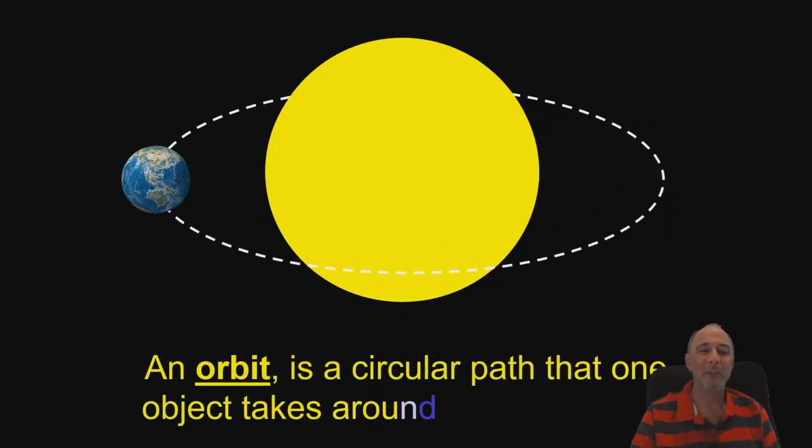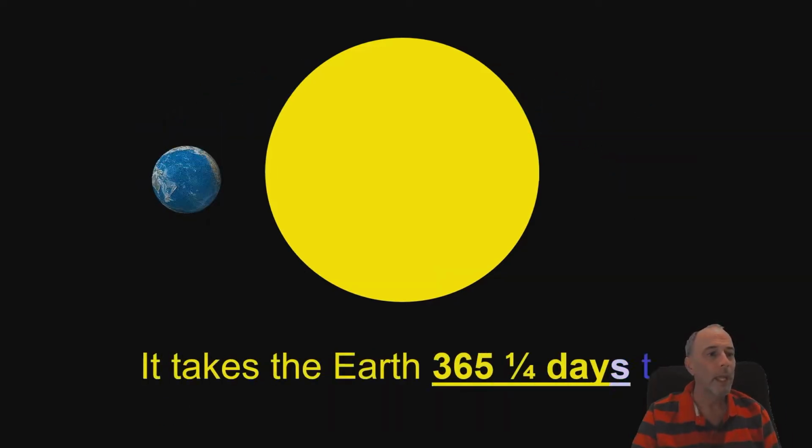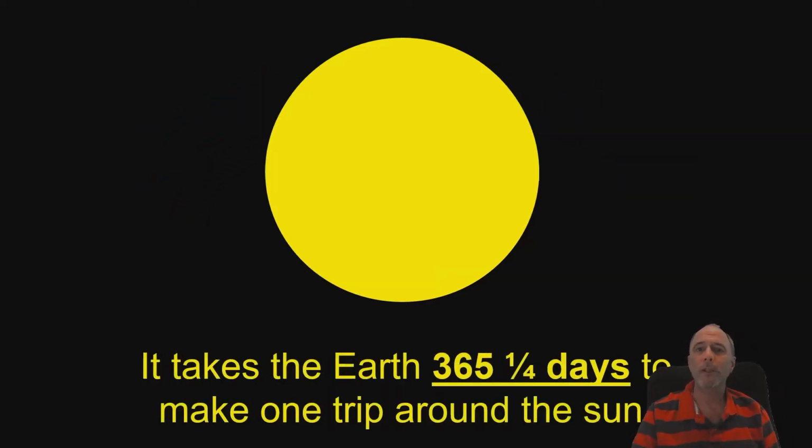An orbit is a circular path that one object takes around another object. Now, the moon, for example, is in orbit around the planet Earth. Planet Earth is in orbit around the sun, and so on and so on. It takes the Earth 365 and 1/4 days, about 6 hours, to make one trip around the sun. We call that a year.